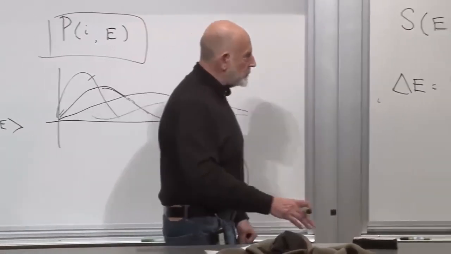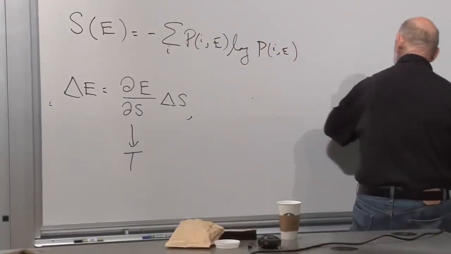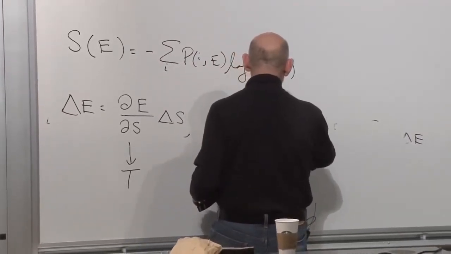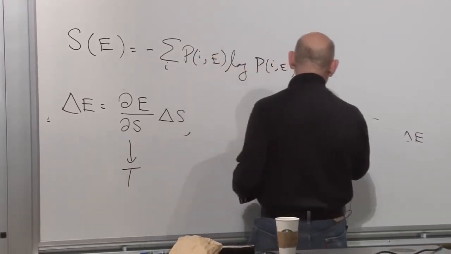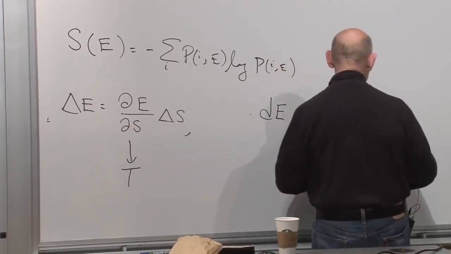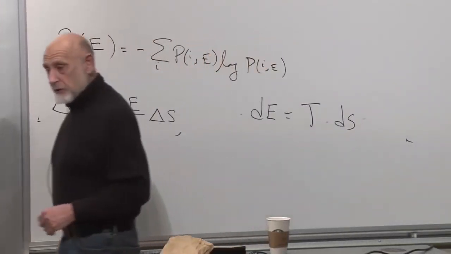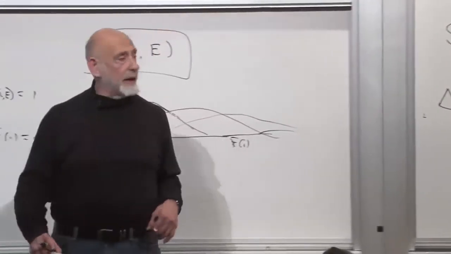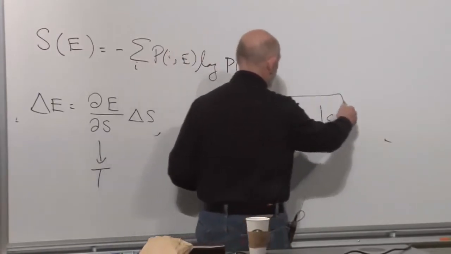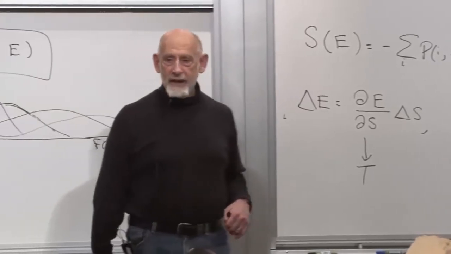Or using differential formulas. I don't know why I write delta, just d. The definition of temperature is such that dE equals T, temperature, times dS. And that's the only definition of temperature that's universal and general. dE equals T dS, sometimes written dS equals 1 over T times dE.